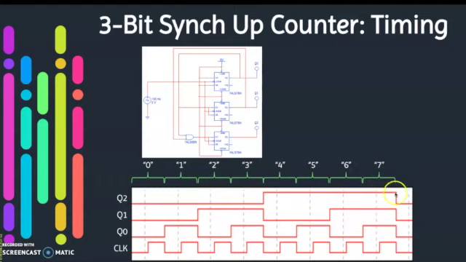6, and then 7. You'll notice this is not as tidy as the asynchronous counter. We don't have that ripple, so it's not like we're seeing kind of a falling wave of signals. Instead, we're getting what looks a little more sporadic, but it is all synced up one to the other, and that's because they are all synced through this one clock.